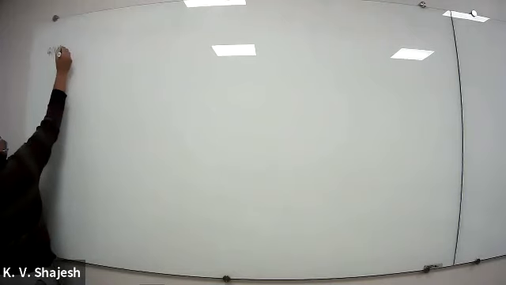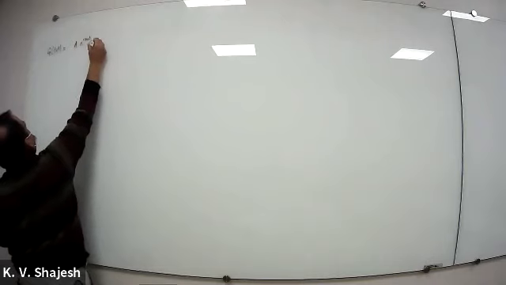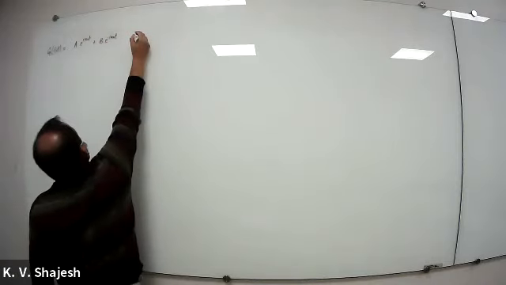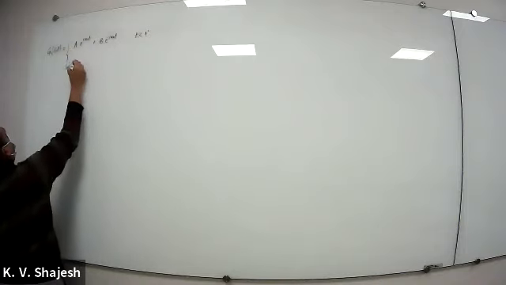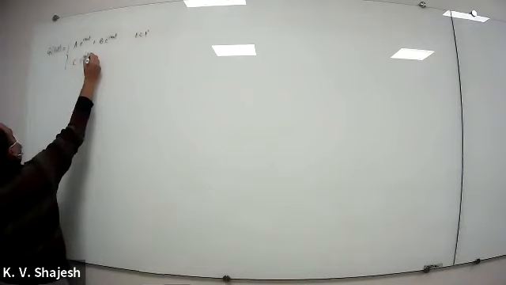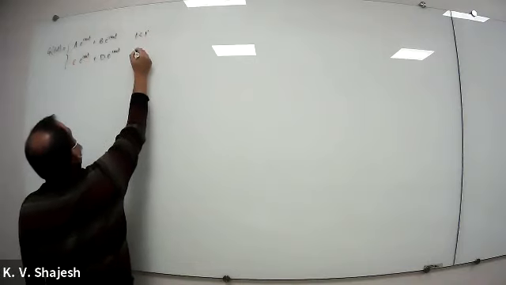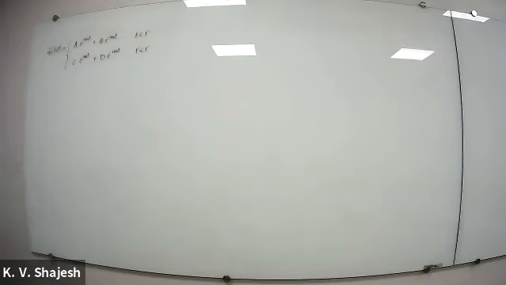So we have G of t comma t prime is equal to A times e raised to I omega naught t plus B times e raised to minus I omega naught t. This is for t less than t prime, and this is for t greater than t prime. Correct? That's it, two solutions.